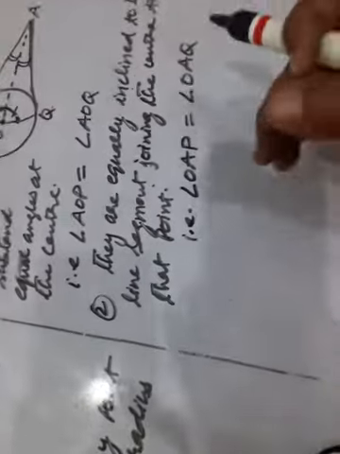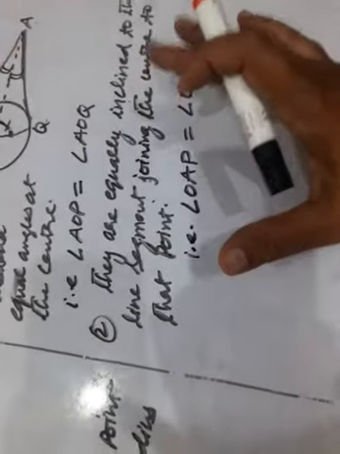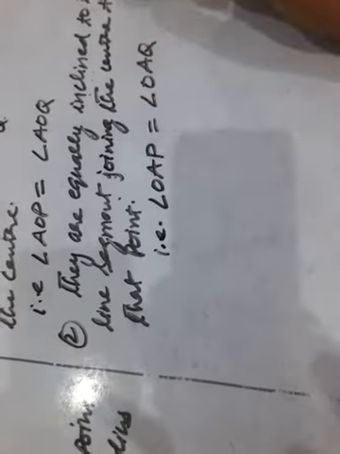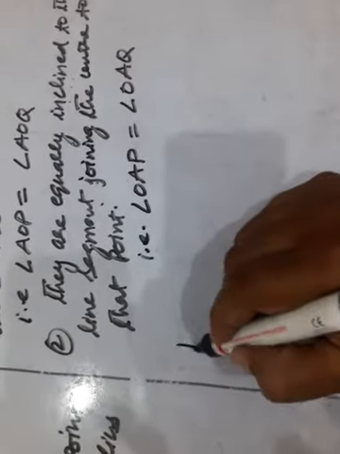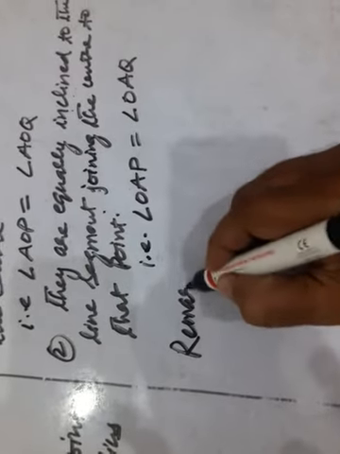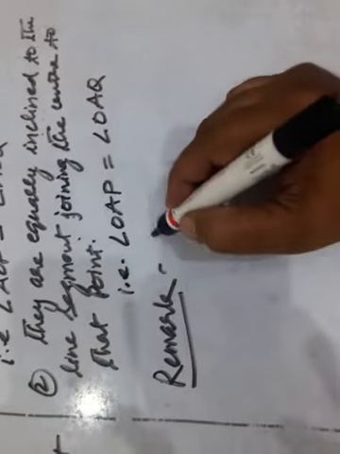Write it down, though its proof is not in your syllabus. Clear? The statement is also not directly given, but I am telling you that they are equally inclined to the line segment joining the center to that point. Is there any doubt? Now one remark is there. This is very important. Again, the remark is very important.